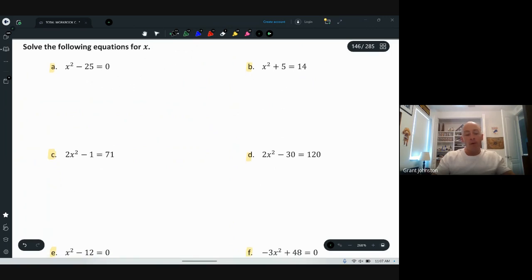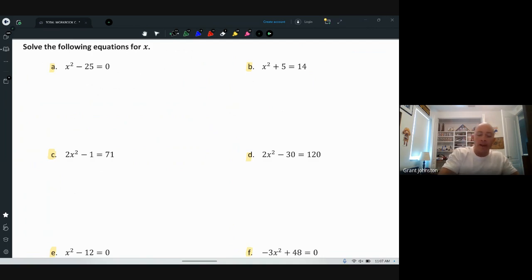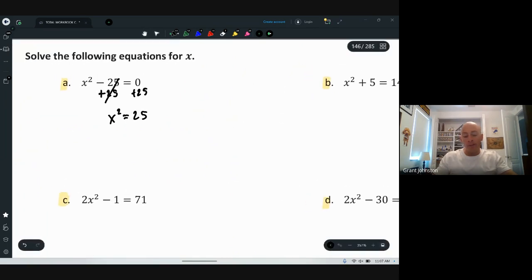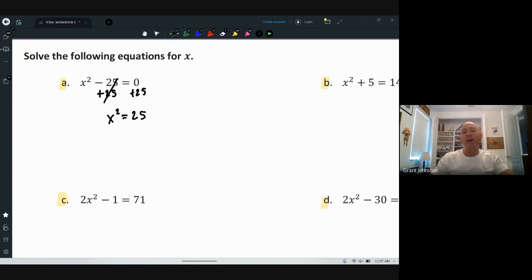Okay, so I have x squared minus 25 equals 0. So to solve this, I would solve it like any other equation. What I'm going to do first, I'm going to add 25 to both sides. Maybe I'll show that. I'll do plus 25. So I have x to the second power equals 25. And then before I finish this problem up, I want to discuss this a little bit.